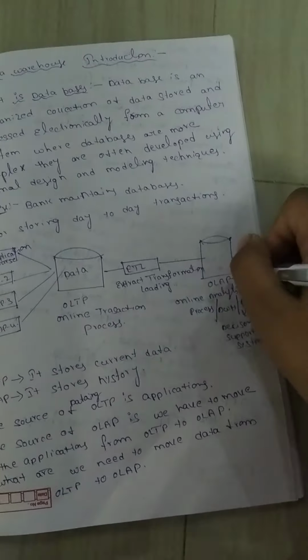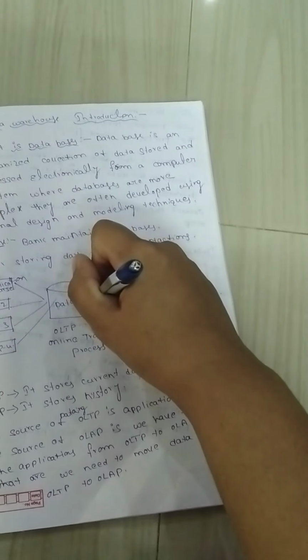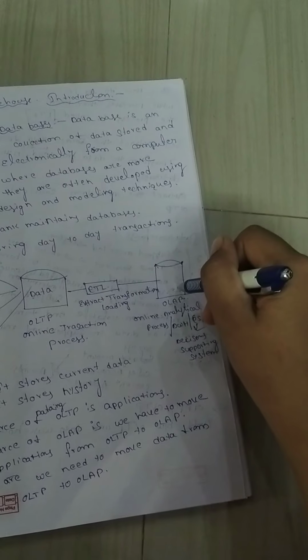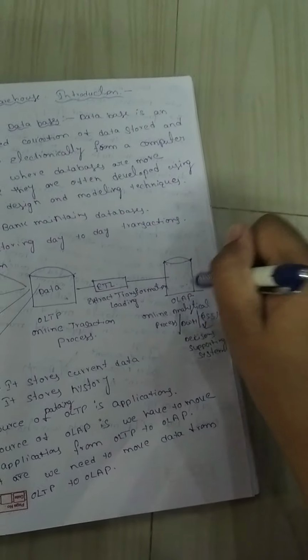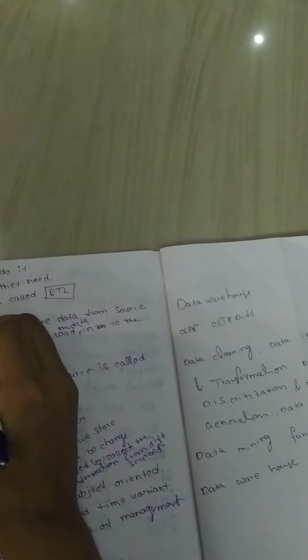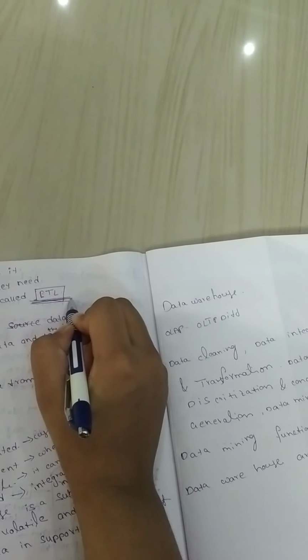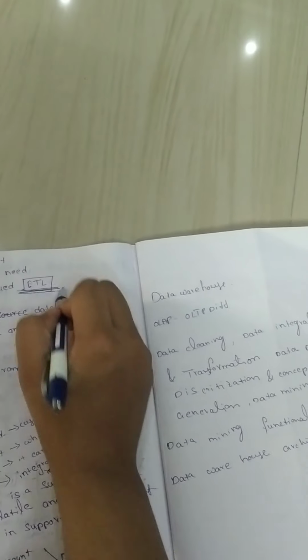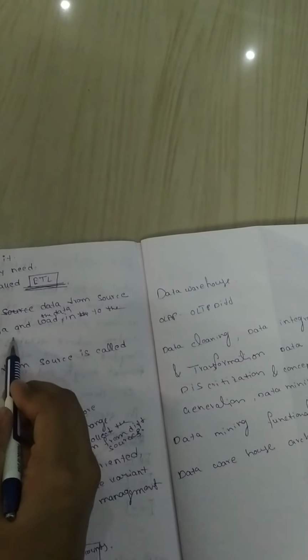The source of OLAP is OLTP, the application. We need to move the data from OLTP to OLAP. For that we want some process, which is nothing but the ETL process. ETL means extract, transformation and loading. Extract the data from the source, transform the data, and load the data into the databases.